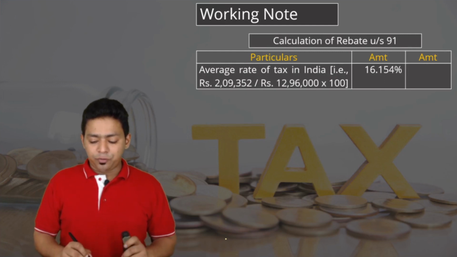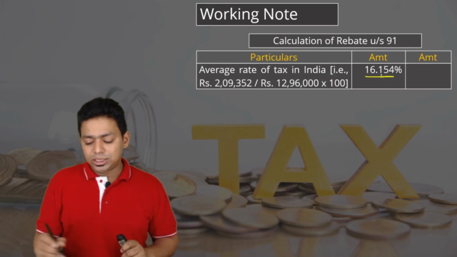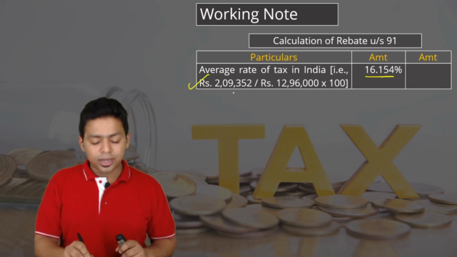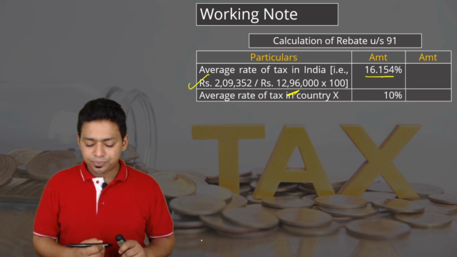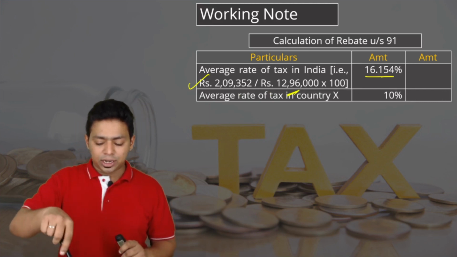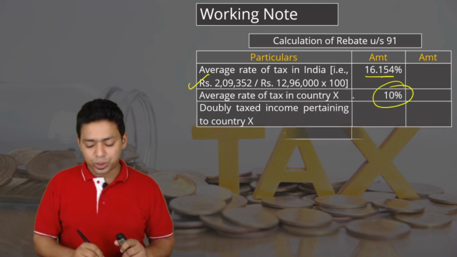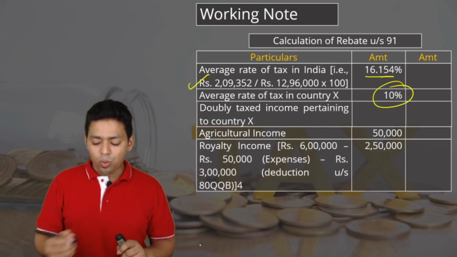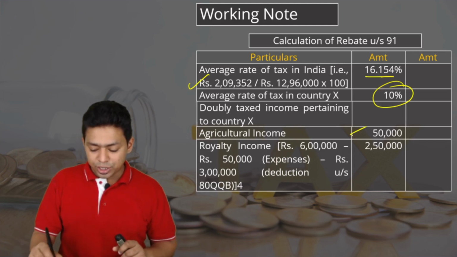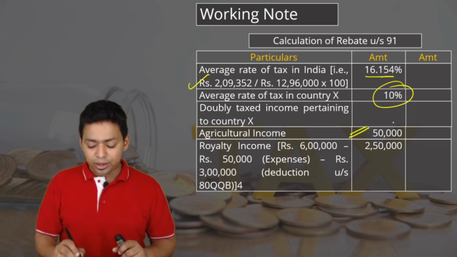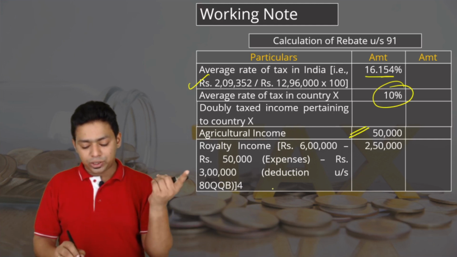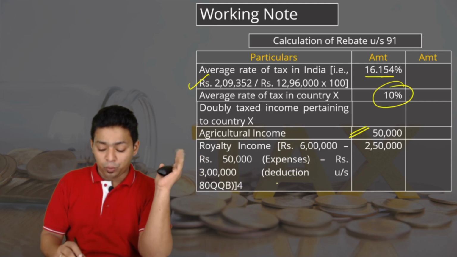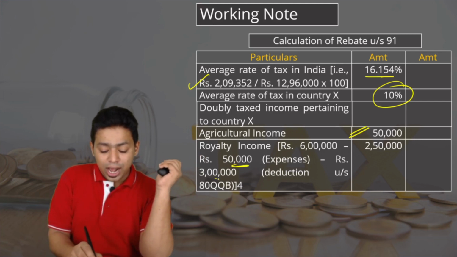For country X, first of all, average rate of tax in India is 16.154%. This we have to compute by dividing total income tax by total income in India. Average rate of tax in country X is 10%, given in the question. So what is the doubly taxed income? Agriculture income 50,000 and royalty income. That country does not provide deduction for any other expense, or we don't know, but India provides expenses deduction and 3 lakh rupees.